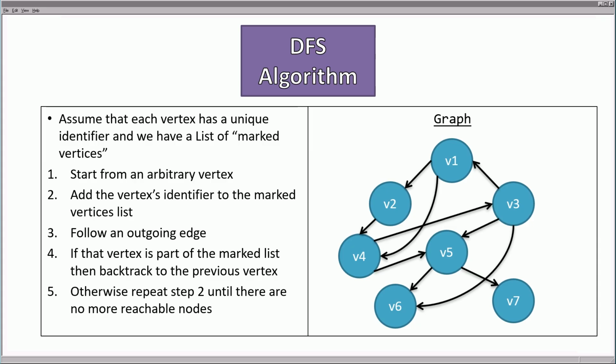The main idea of any depth first search algorithm is we're going to keep following a path until we reach a dead end. And then what we do is backtrack and then try a different path. So first what we do is we start from an arbitrary vertex. We can start from v1, v5, v4, wherever. Now once you've picked that vertex, add the vertex's identifier to the marked vertex list. Then we have to follow some outgoing edge. If that vertex is already a part of the marked list, then we need to backtrack to that previous vertex. But otherwise, we keep repeating step 2 until there are no more reachable nodes. Let's see an example of how this works.